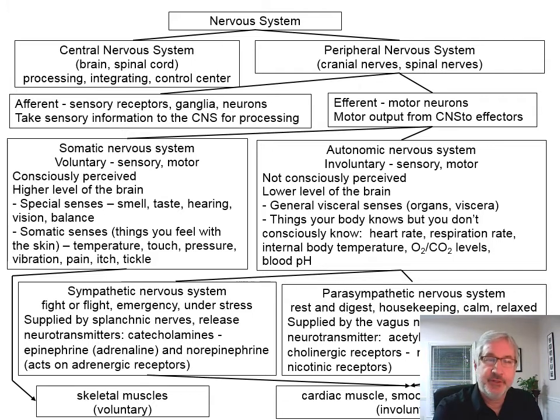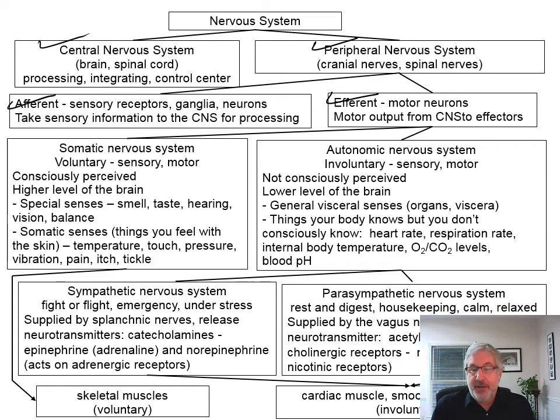So we have the central nervous system and the peripheral nervous system. The central nervous system is the brain and spinal cord. The peripheral nervous system is the cranial nerves and spinal nerves. The central nervous system is your processing, integrating, and control center. The peripheral nervous system takes care of bringing sensory information in from the afferent division and sending output out the efferent division, the motor neurons. So you have the afferent division, which is the sensory receptors, ganglion neurons, that take sensory information to the central nervous system for processing.